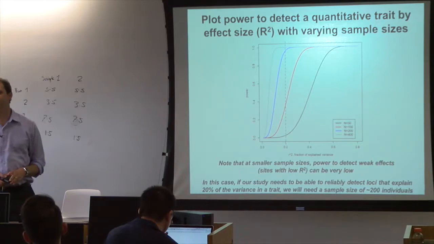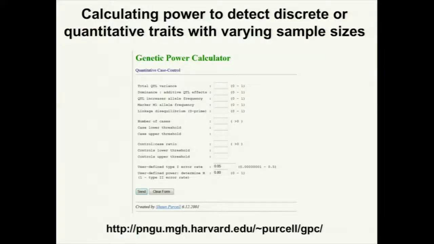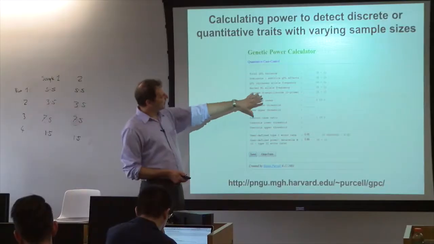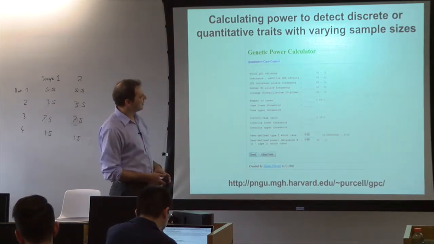Yeah? How did you make that point? I'll show you in a second. So that was all done using this. Here's the web link. Sean Purcell actually used to be here at Sanger. He recently left. This is a tool he made. It's called the Genetic Power Calculator.